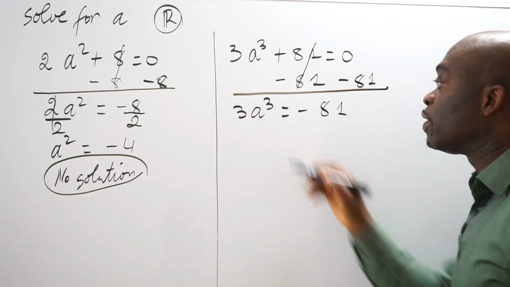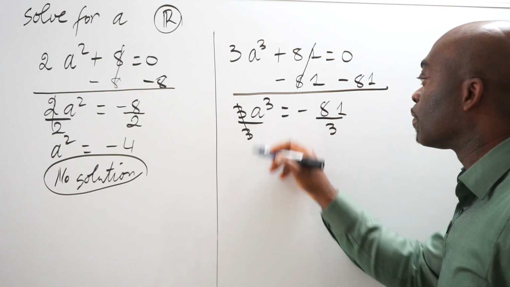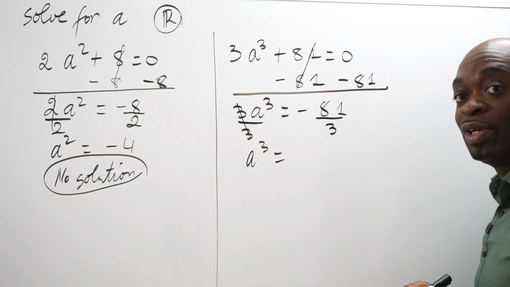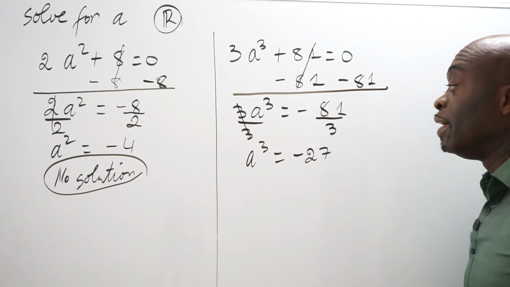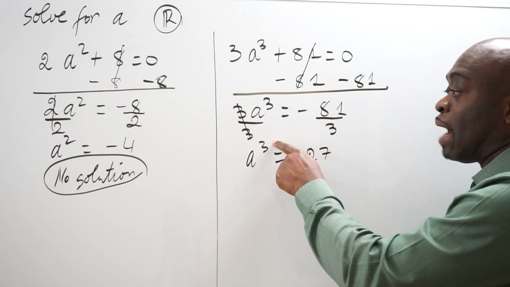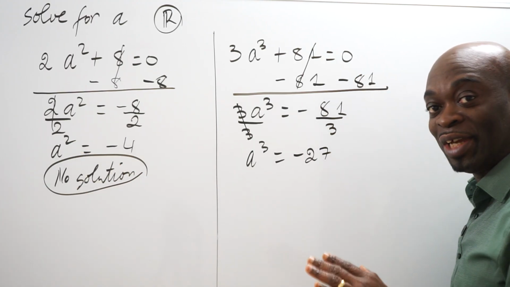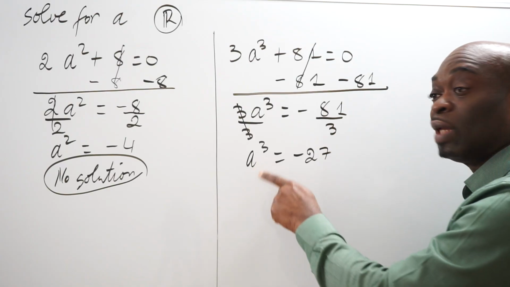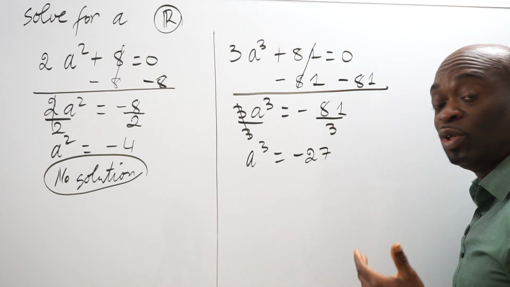All right. Then what's going to happen? Then we can divide everybody by 3 and 3. And then a to the third is going to give us what? What is negative 81 divided by 3? It's negative 27. All right. Now in this case, this is a to the third power and not a to the second power, so we cannot treat them the same way. And the question also is, what's the number that will multiply itself 3 times to give you negative 27?